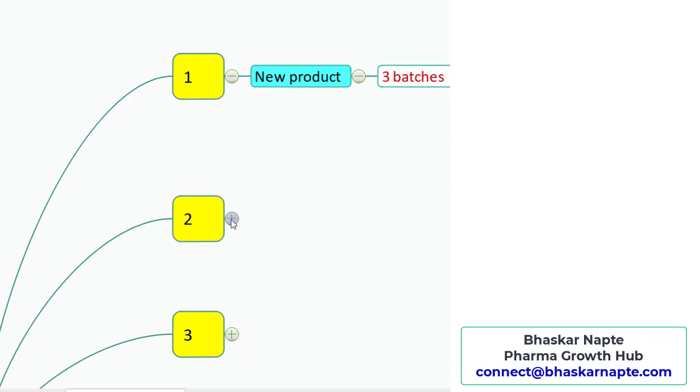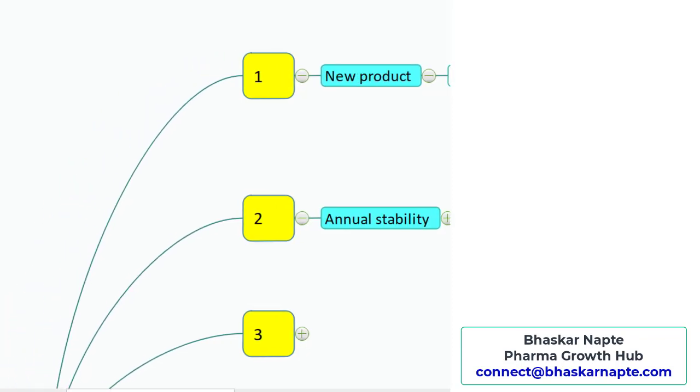The second important point, the annual stability. The moment you think about annual stability, it only starts when you have the approved products in the list and you are now making the batches as a part of your commercial plan. And as a part of this stability, you need to load at least one batch per strength, per product, per pack, in a year for the given product.